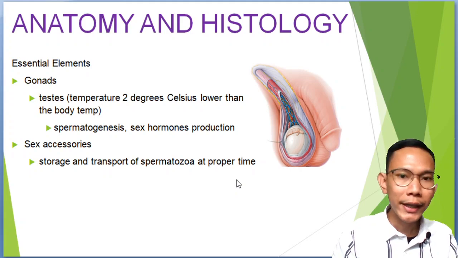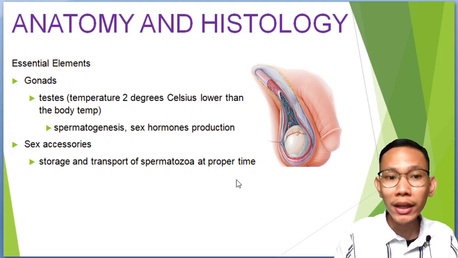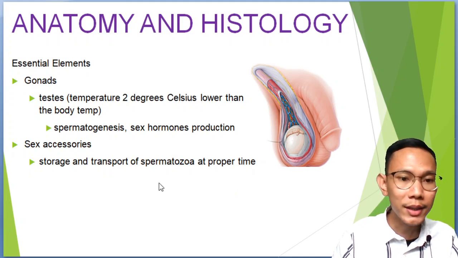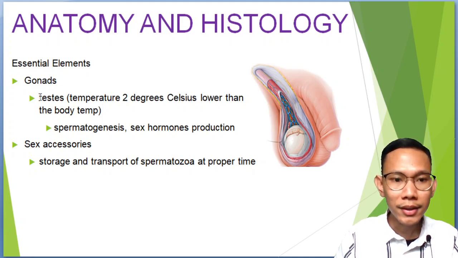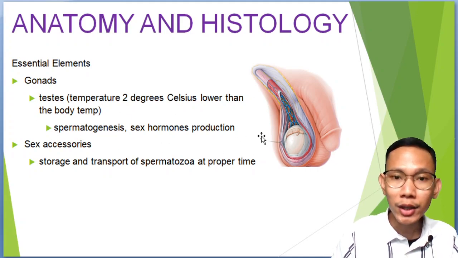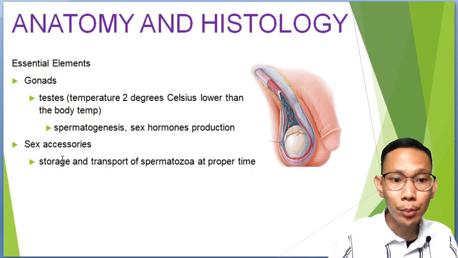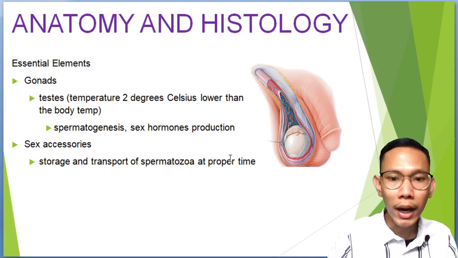So for the anatomy and histology of our male gonads, there are two essential elements. It's going to be your gonads and your sex accessories. So your gonads, the testis, temperature is approximately 2 degrees Celsius lower than your body temperature. So it will undergo spermatogenesis as well as the production of your sex hormone, which is your testosterone. For the sex accessories, it is important for the storage and transport of your spermatozoa at the proper time.